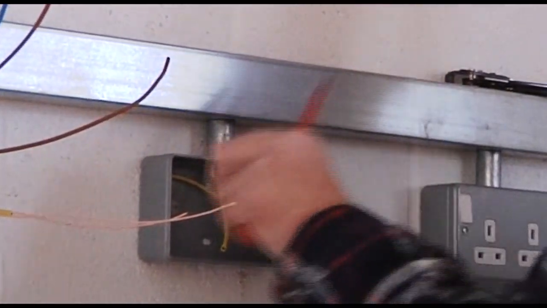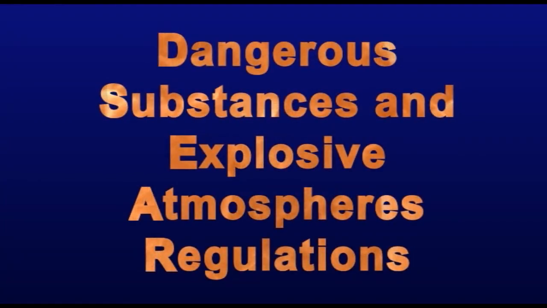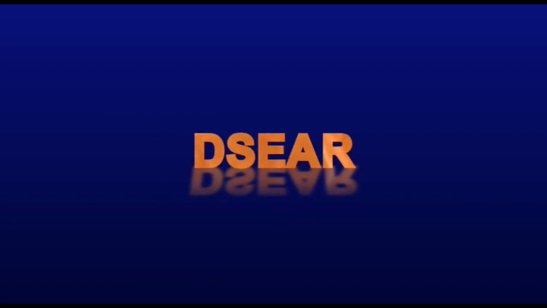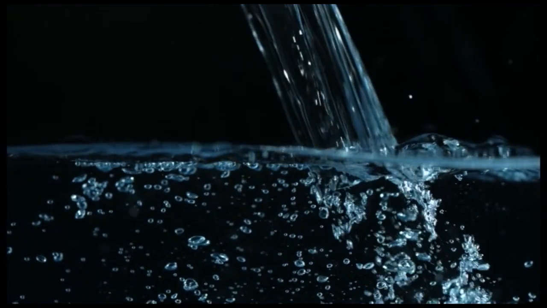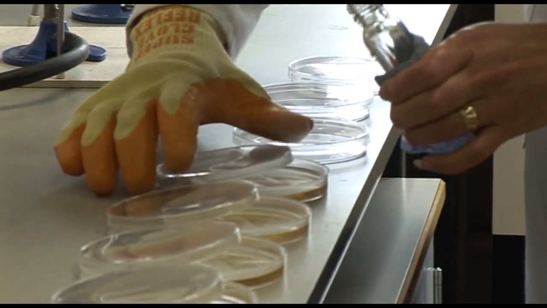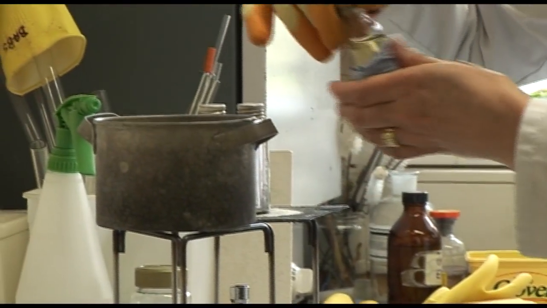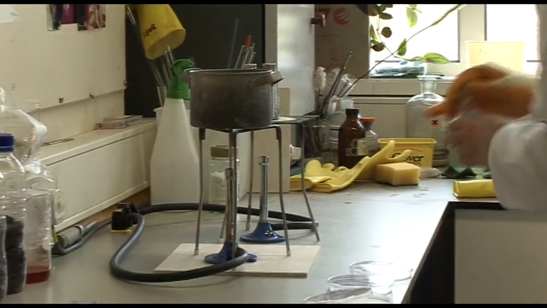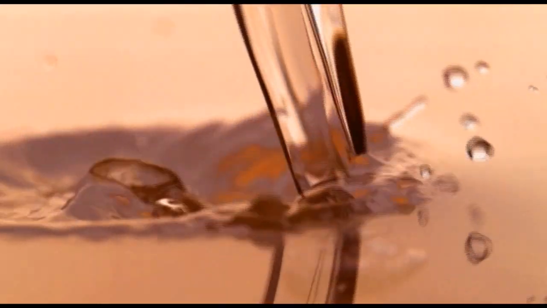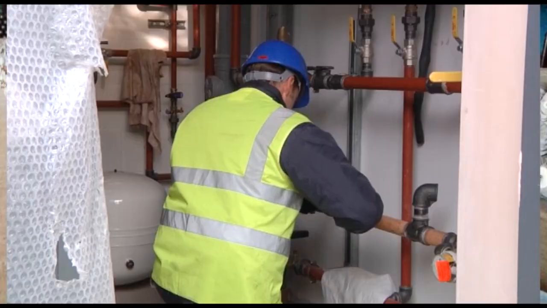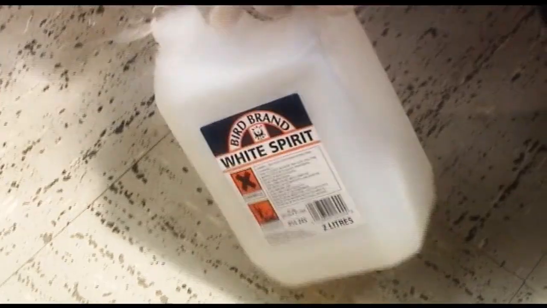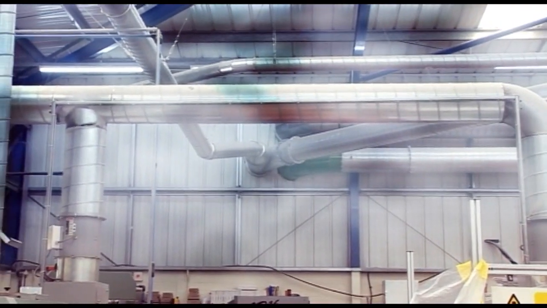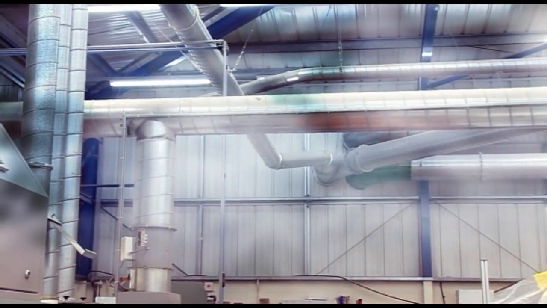The first of these are covered by the Dangerous Substances and Explosive Atmospheres Regulations. This is a set of regulations that apply to both employers and the self-employed. They cover any substance or preparation which, because of its properties or the way it is used, could cause harm to people from fires and explosions. Dangerous substances include liquefied petroleum gas, paints, solvents, and dusts, which when mixed with air could cause an explosive atmosphere.